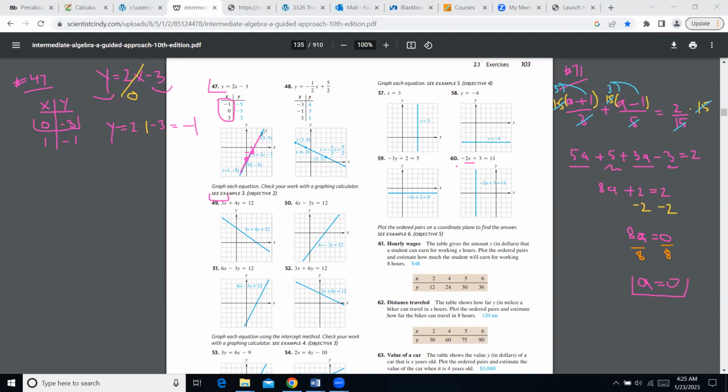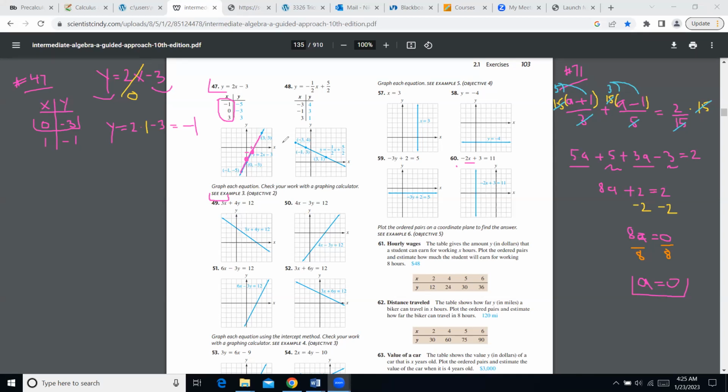So I'll utilize convenient values such as 0 and 1 instead of x. You can use technically any numbers you like, and you can see that in this particular exercise they used more than 2 points, and I would say that's kind of a waste of time to use more than 2 points, because once you determine that you're graphing a line, 2 points are just enough.